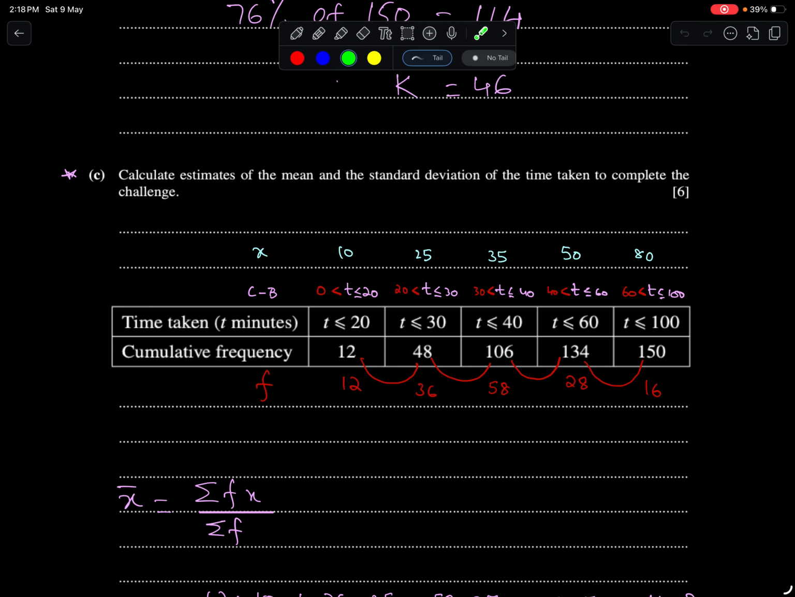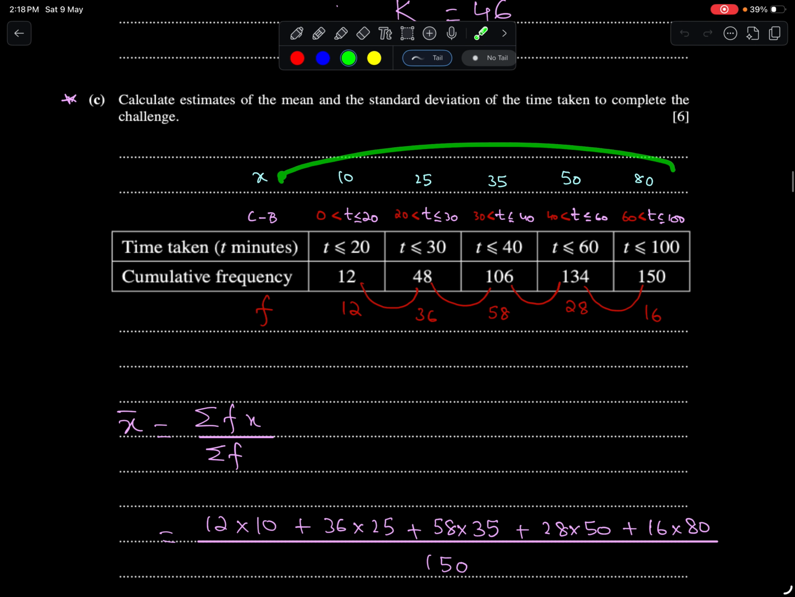Now the rest is simple. 20 is exclusive because here 20 is inclusive, so it should be exclusive. 30, 40 and so on. Now for mean, take the average of these numbers. And how to find these frequencies? Very simple. 150 minus this will give you 16. This minus this will give you 28. This minus this will give you 58 and so on.